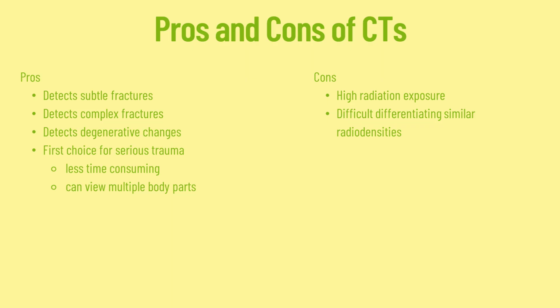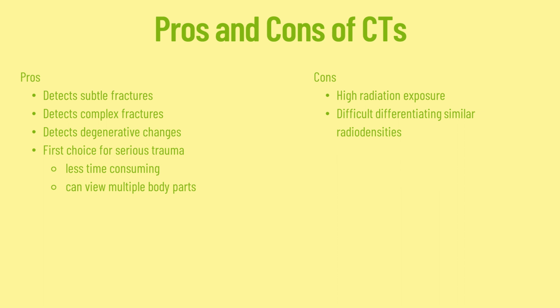So there are a few pros and cons of CT scans. CT scans are great at detecting subtle fractures, complex fractures, and degenerative changes, and they are the first go-to option for any acute trauma because of the speed the image can be taken and it can view multiple body parts. So anytime someone's coming into an ER, they are typically getting a CT scan to rule out any intracranial bleeding, especially with those acute traumas.